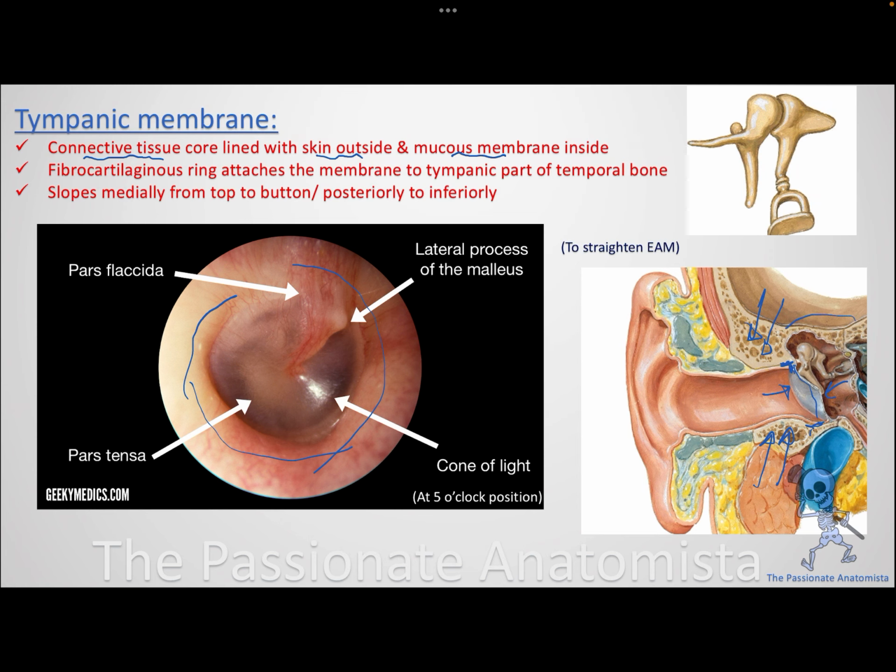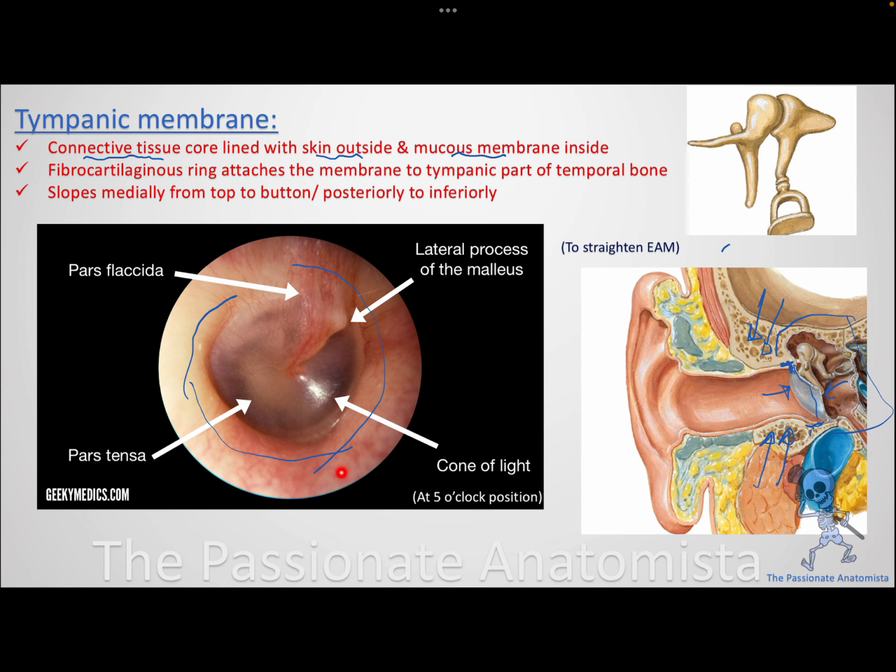Other than that, everything in your ear is related to the petrous part of the temporal bone, except, of course, the mastoid wall, which is the mastoid part. And we said that the squamous part is out of everything. Now, we will fix the eardrum into the tympanic part of the temporal bone.